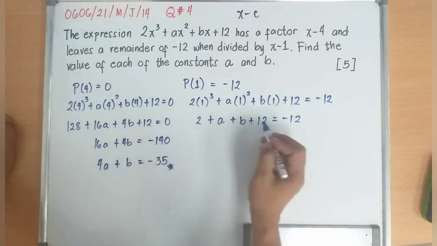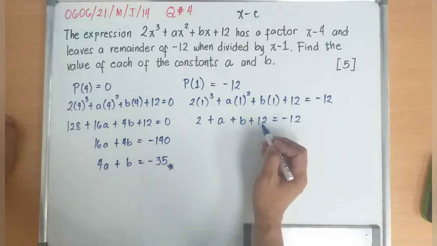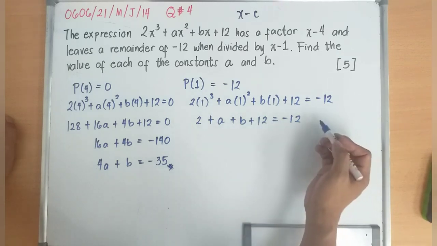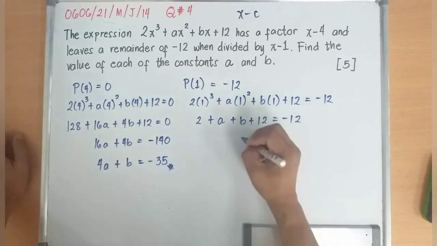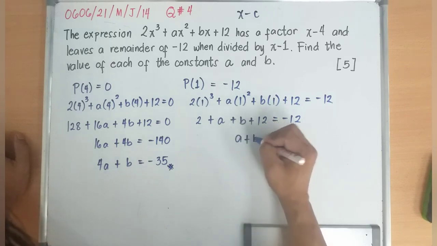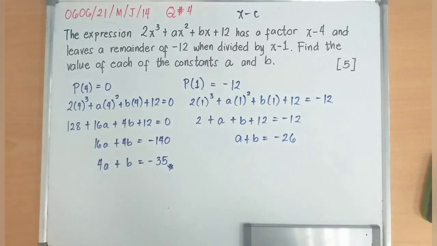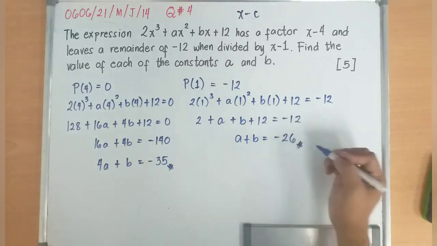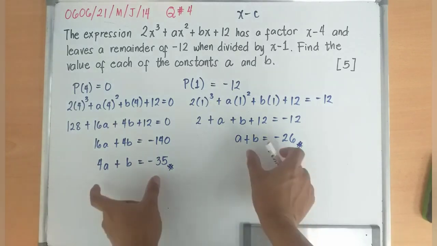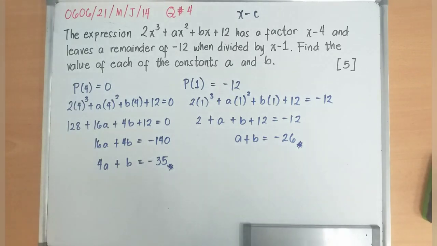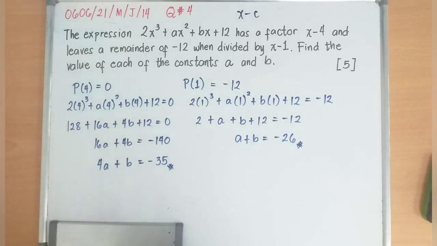I have 2 plus 12 is 14. Okay, you subtract both sides by 14, I'll have negative 26. So I have a plus b is equal to negative 26. Okay, so this is the second equation that you will be having. Okay, 2 equations I have to solve for the values of a and b. I need to solve the equation simultaneously. So this is another application of your mathematics lesson. So let's solve it simultaneously.